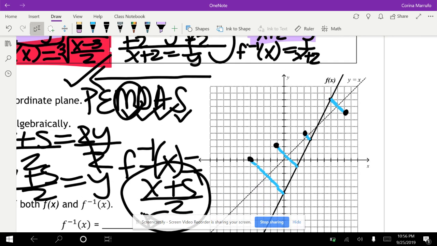All right, so we're going to go ahead and connect these points. Now you can use your ruler to make a nice straight line. Unfortunately, I cannot do this on here, so it isn't the straightest line.